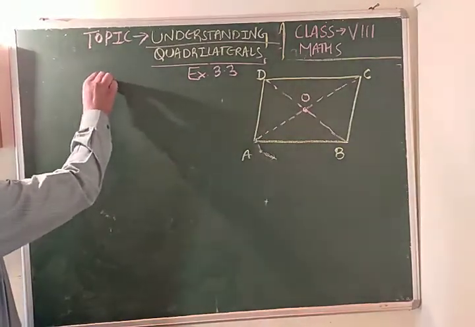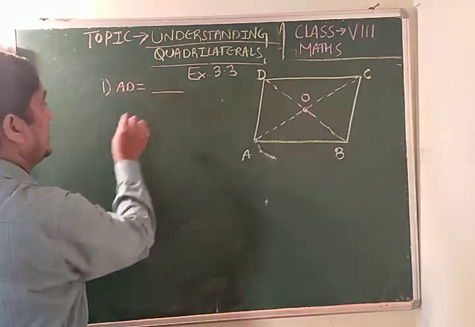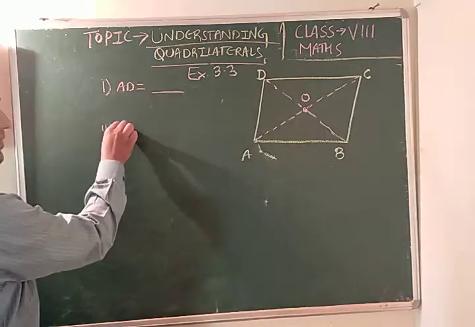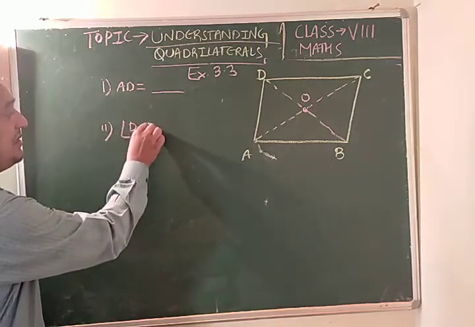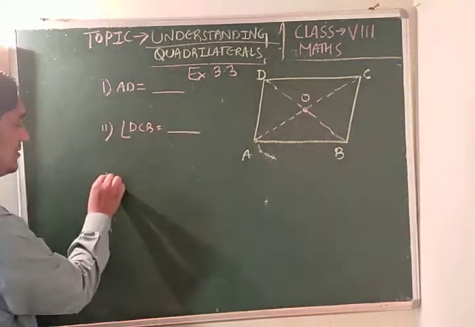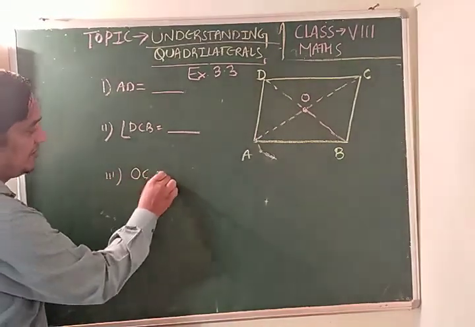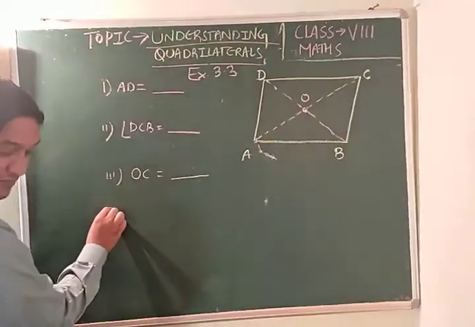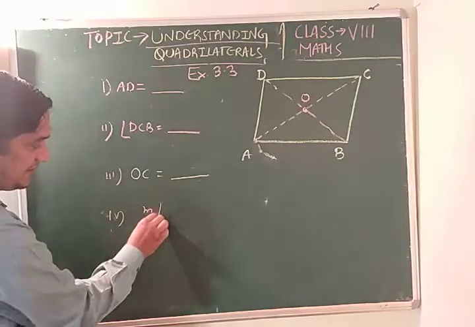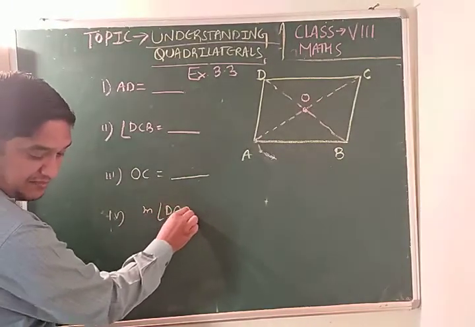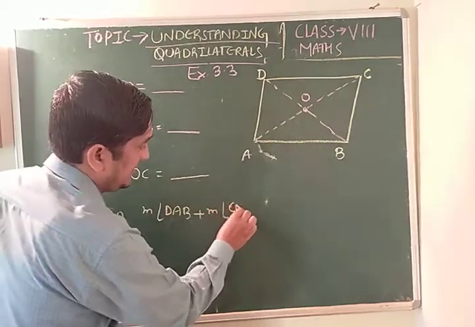First part is AD equals to dash. Second part, angle DCB dash. Third part, OC equals to dash. Fourth part, angle DAB plus angle CDA.